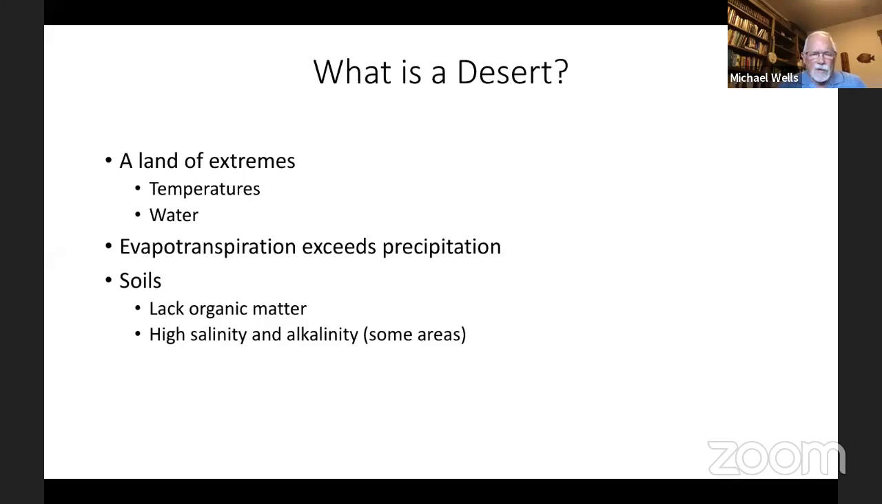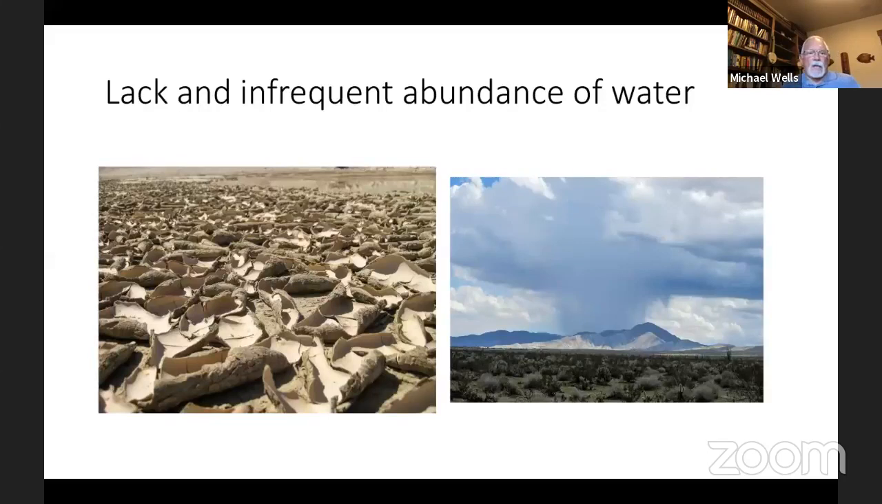A definition of a desert is an area where the evaporative power of the sun is greater than the amount of precipitation that falls on that same area throughout the year. And typically the soils of the desert tend to lack organic matter, and organic matter is kind of the stuff that sticks together soil particles. So that means that the soils in deserts tend to be loose, and also that there's high alkalinity and salinity in some areas, usually the lower lying areas where water drains. And water either is lacking most of the time, or when it does come, it comes in great abundance.